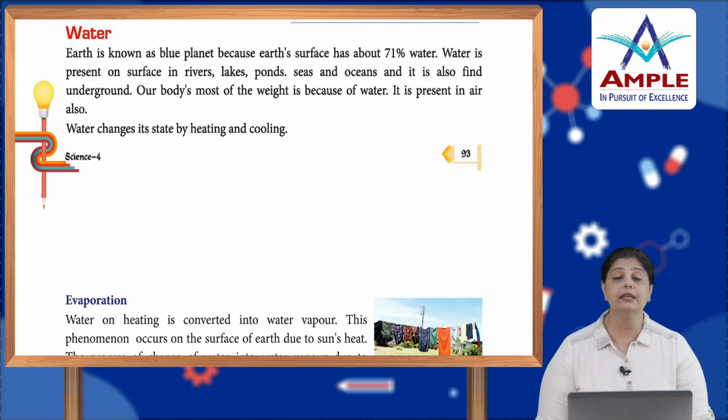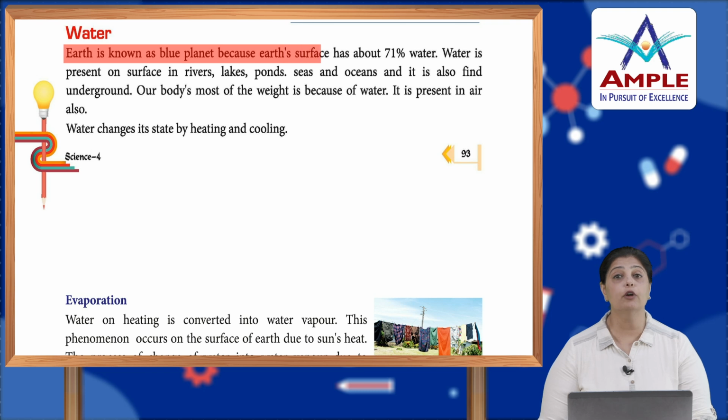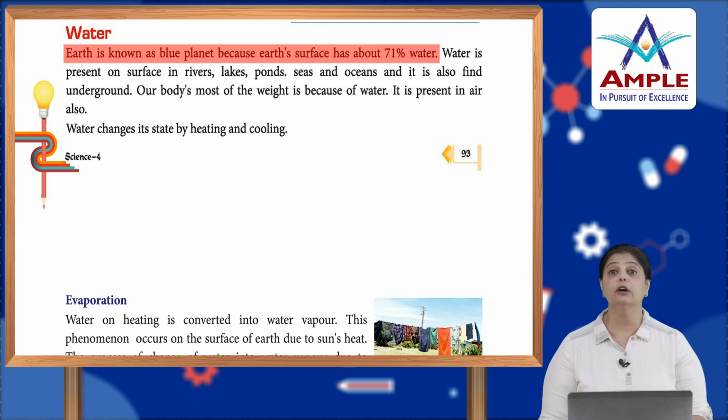Now, what is water? Let us talk about water. We all know that Earth is known as the blue planet, because Earth's surface has about 71% water. If you have observed a globe, you must have seen that most of the area is colored in blue.